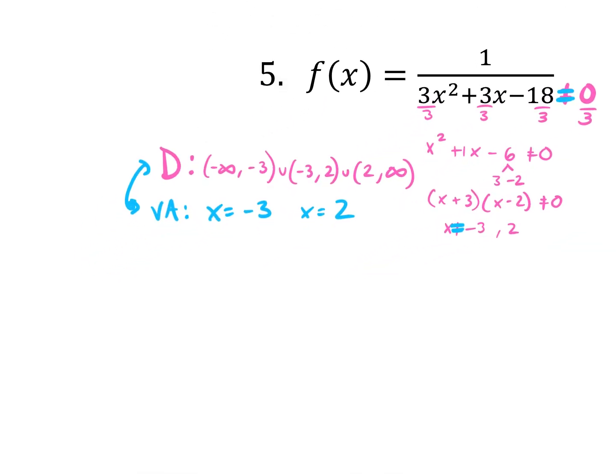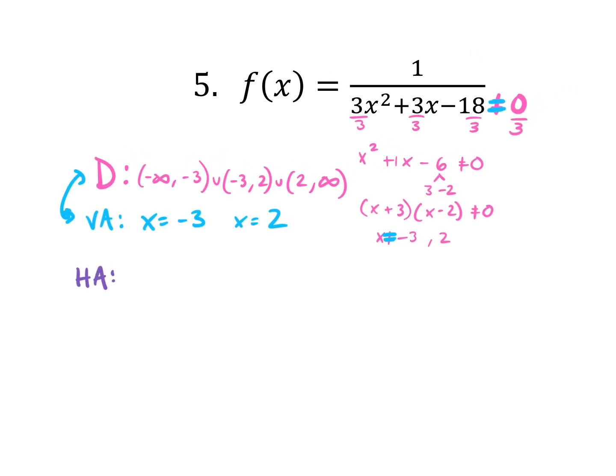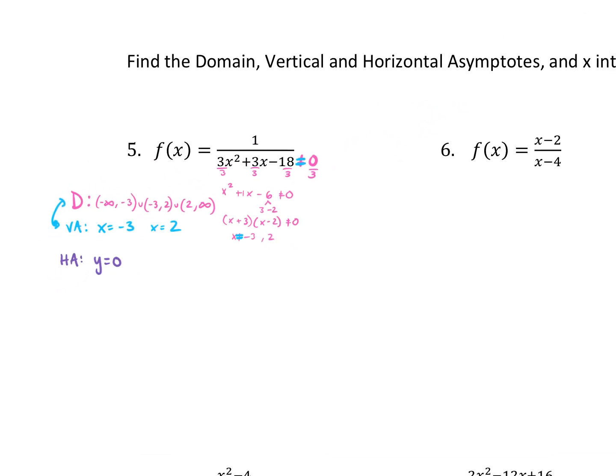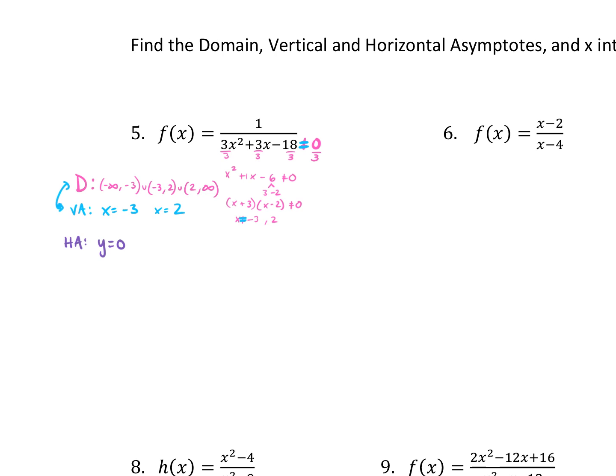Next, what do we look for our horizontal asymptote? We look at the degree of our numerator and our denominator. So the degree of the numerator would be 0 and the degree of the denominator would be 2. When the degree of the numerator is less than the degree of the denominator, what does that mean? Our horizontal asymptote would be y equals 0. Don't forget the y equals and the x equals for your vertical and horizontal asymptotes. They're lines, so you need that x equals, or you need the y equals. So y equals 0.